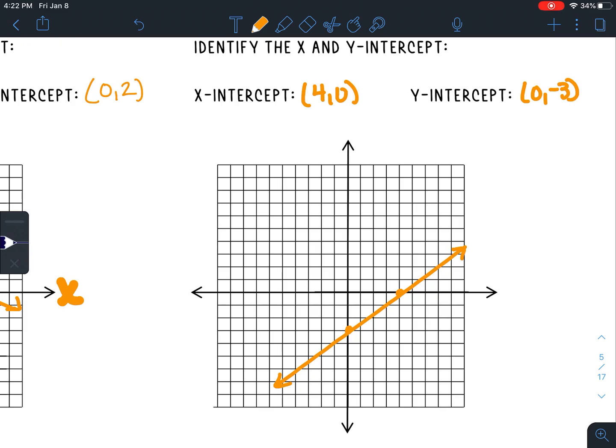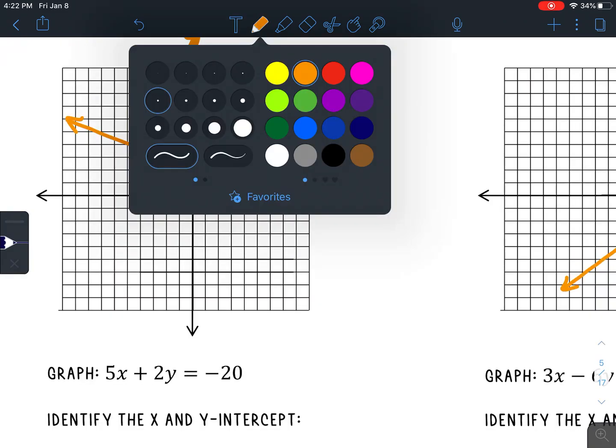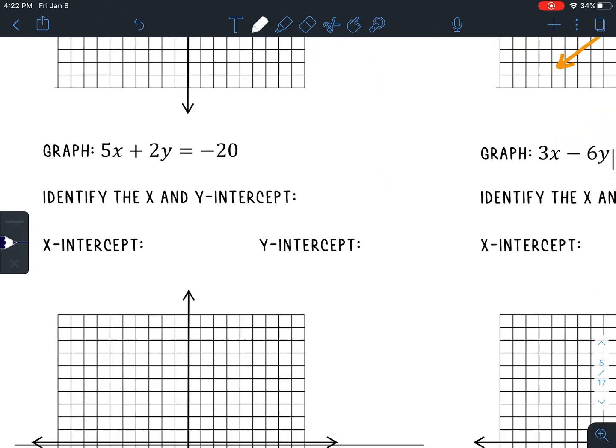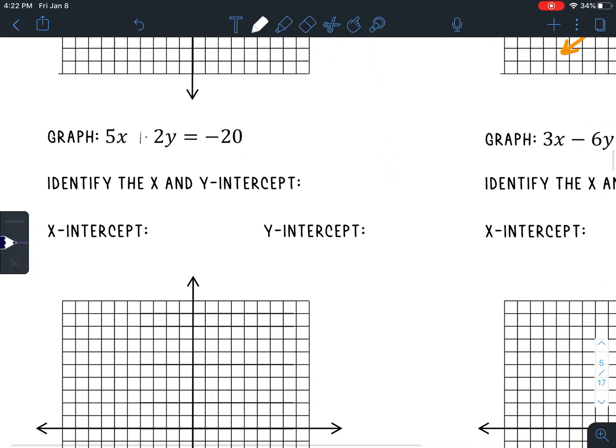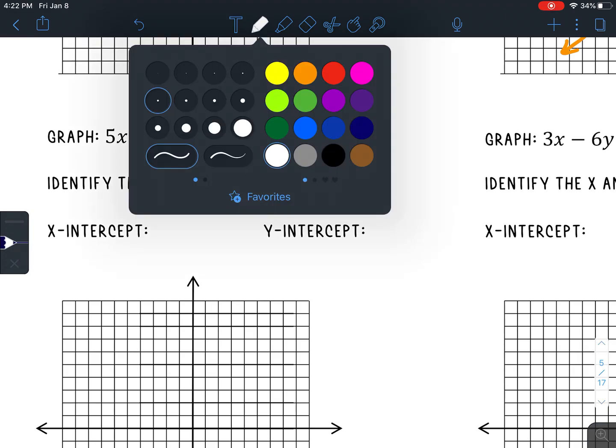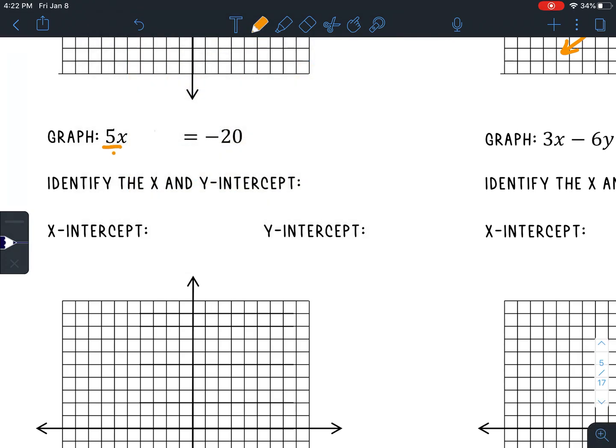All right, let's try a couple more here. So here, once again, I'm going to cover up my y. That leaves me with 5x equals -20. So I'm going to divide both sides by 5. So x equals -4. So my x-intercept is -4, 0.